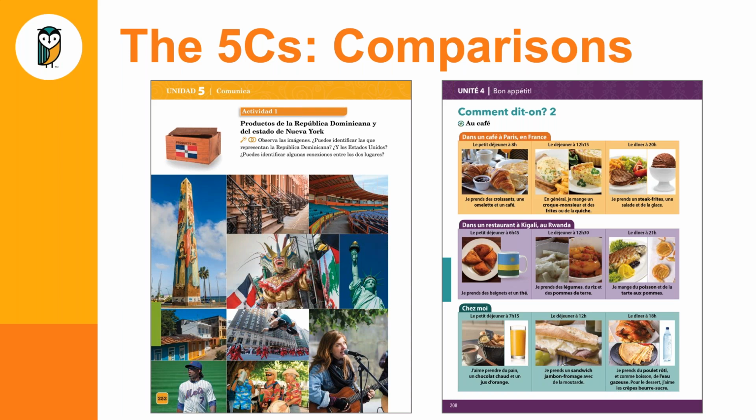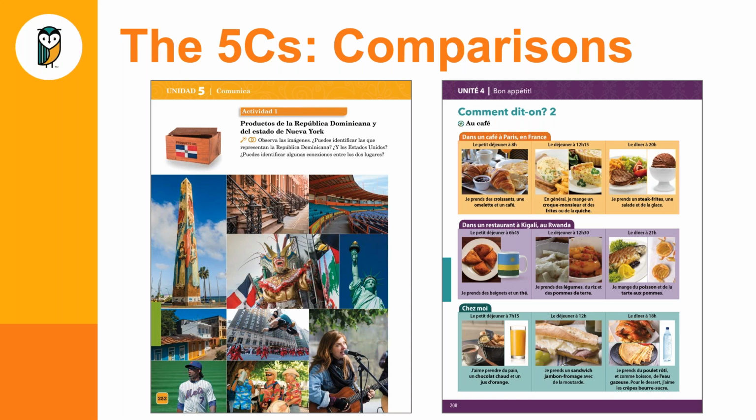Visuals, visuals, visuals. Use of imagery is great for making comparisons, especially in the target language. So on the page on the left here, students are comparing products from the Dominican Republic and New York. Using an American state as a familiar reference point, learners are comparing cultural products from the two places. And on the right, during a vocab lesson, students are making comparisons between meals at a cafe, restaurant, and at home in France and Rwanda. And of course, while they're comparing what is being eaten in these two countries, they naturally begin to compare it to what they personally eat as well, all in the target language.